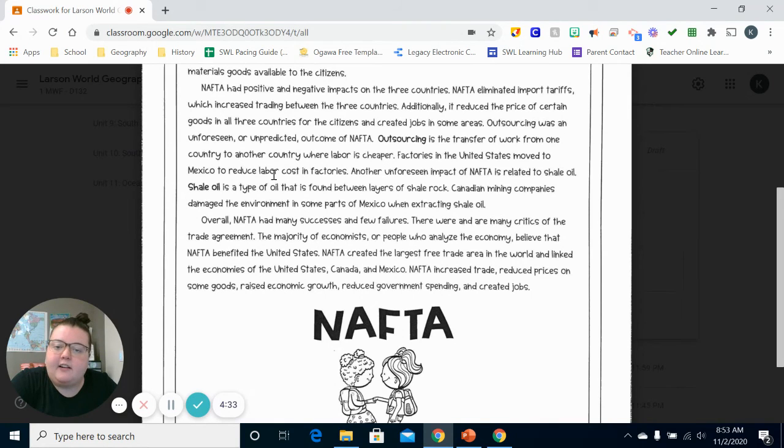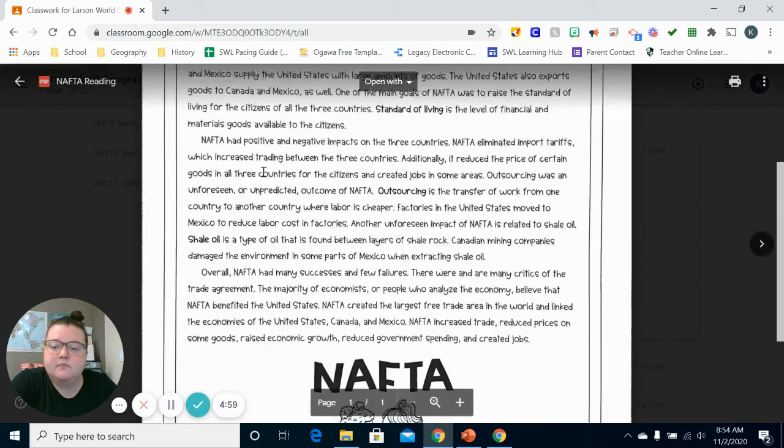The majority of economists, or people who analyze the economy, believe that NAFTA benefited the United States. NAFTA created the largest free trade area in the world and linked the economies of the United States, Canada, and Mexico. NAFTA increased trade, reduced prices on some goods, raised economic growth, reduced government spending, and created jobs.